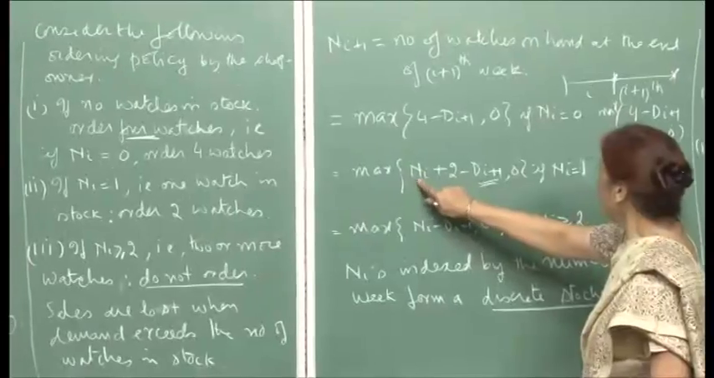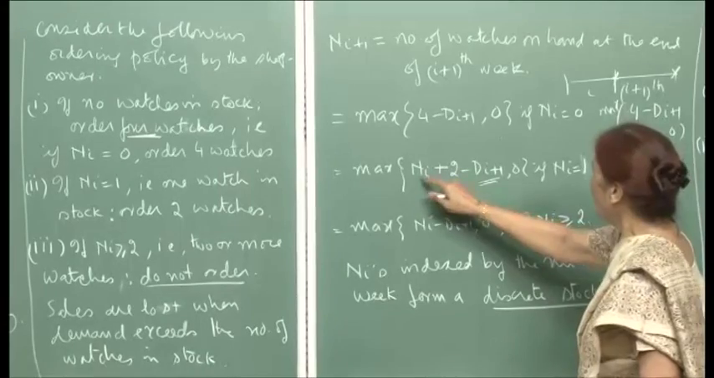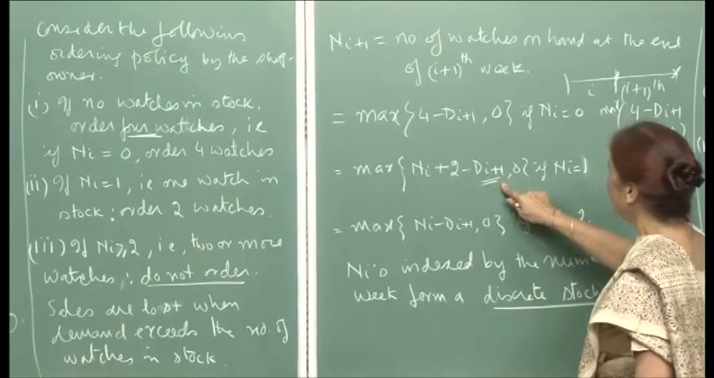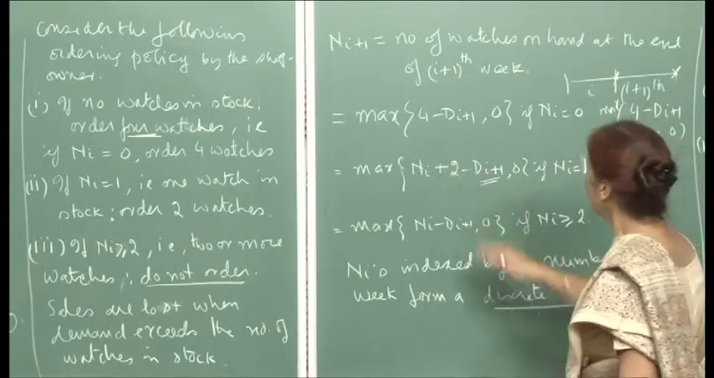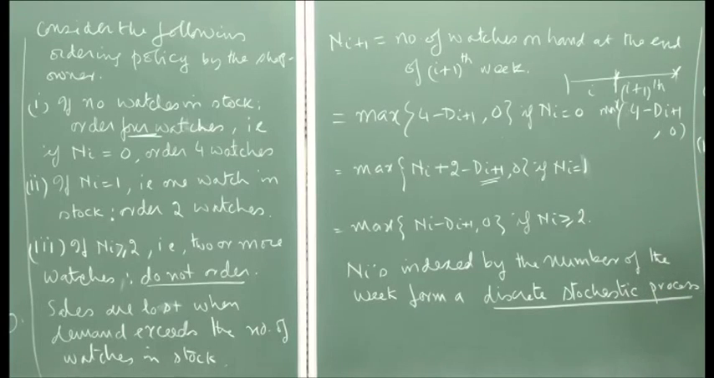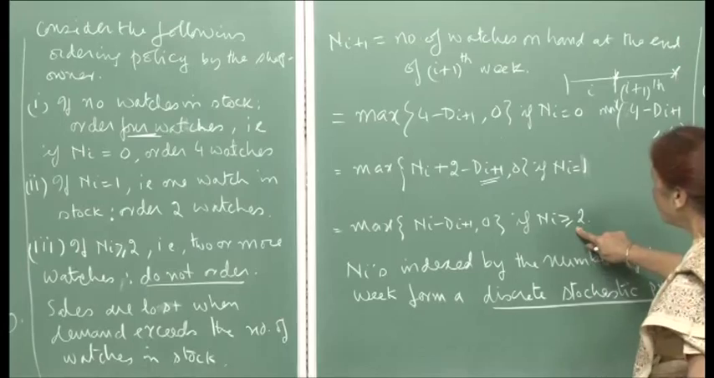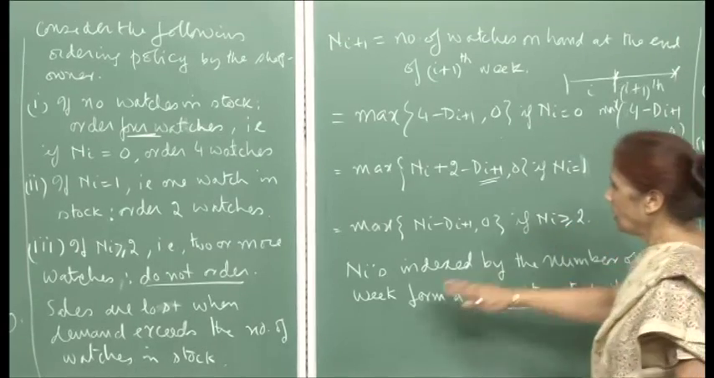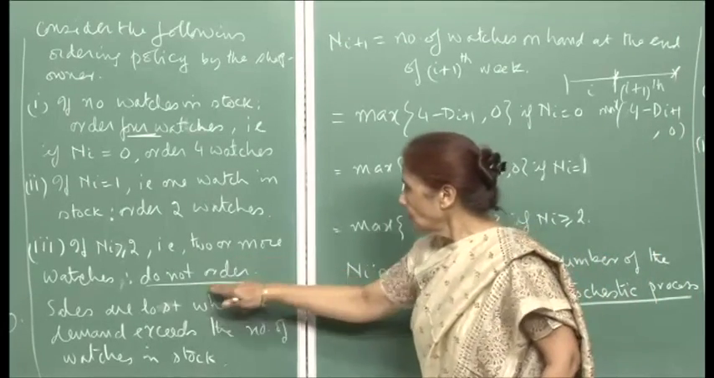So, ni of course, you can write 1 here. So, this is actually max of 3 minus di plus 1 comma 0. So, whichever number is positive, that number you will take. So, when ni is 1, and similarly, if ni is greater than or equal to 2, then you are not ordering any watches. 2 or more you do not order.